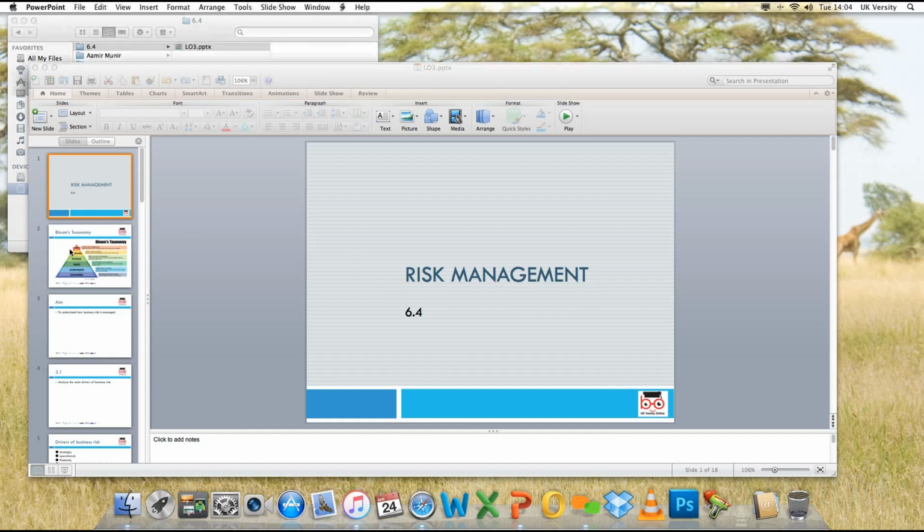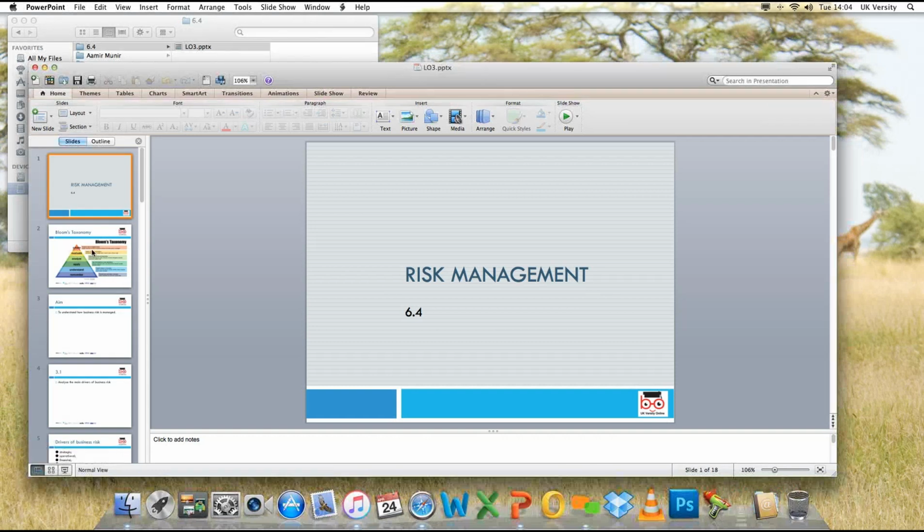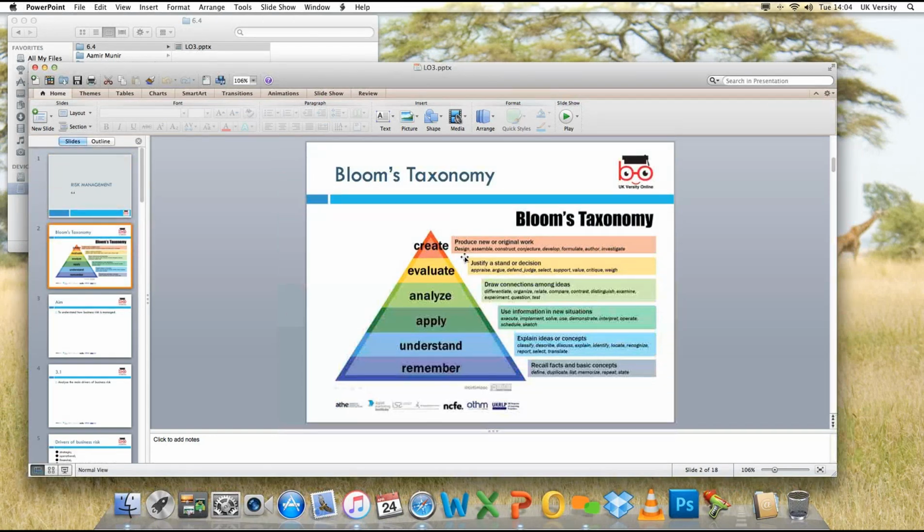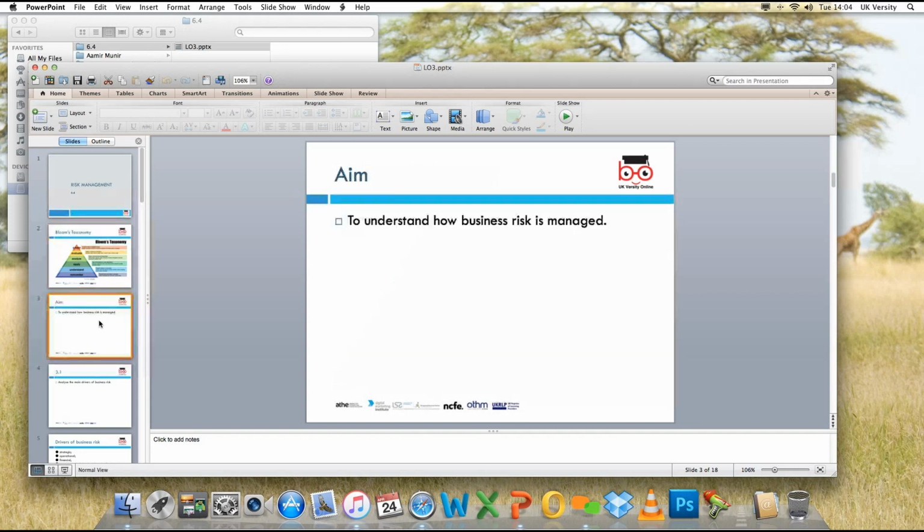First of all, I've just brought up Bloom's taxonomy, because obviously I don't want to patronise you in any way, but it's got the different levels, like apply, analyse, evaluate, with a little justification at the side in case the learning outcomes use different terminology. Fine. The aim is to understand how business risk is managed, and the first learning outcome is to analyse the main drivers of business risk.